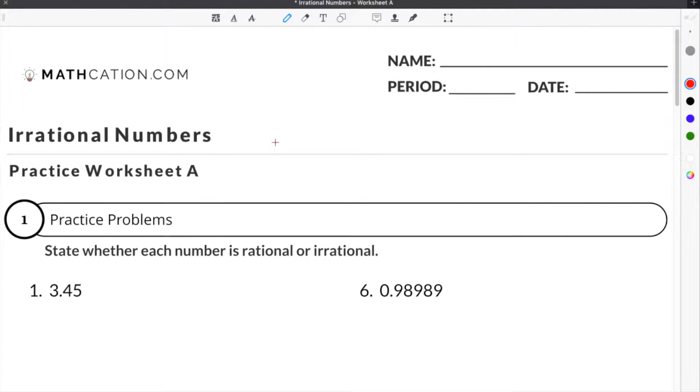This video is about our rational and irrational numbers worksheet. You can get the worksheet we use in this video for free by clicking on the link in the description below.